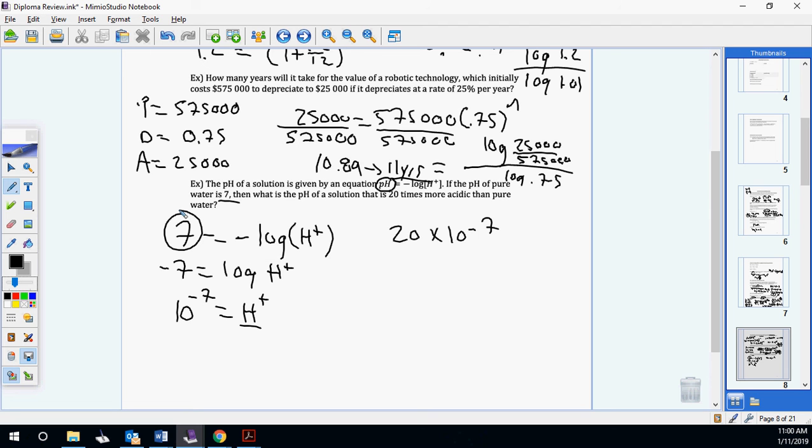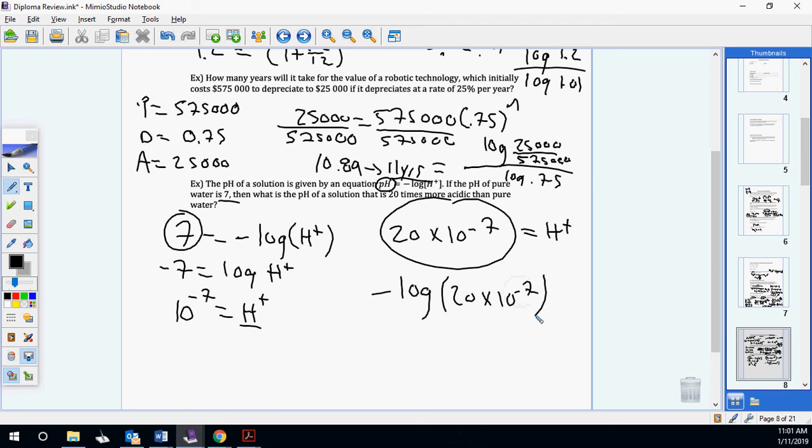We have a pH formula. It's right here. If you're not understanding, this is H plus for that solution that's 20 times more. So all we have to do, guys and gals, is do this. Negative log of 20 times 10 to the negative 7. That's the answer you're going to calculate. Okay, pH level of that is going to be 5.7.